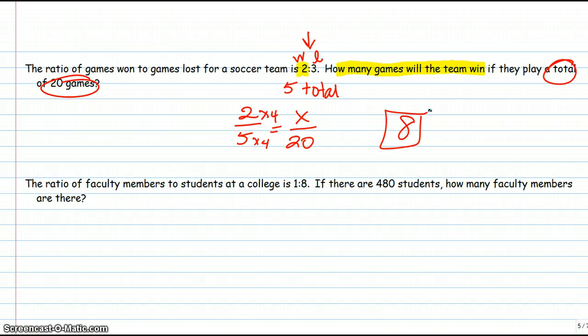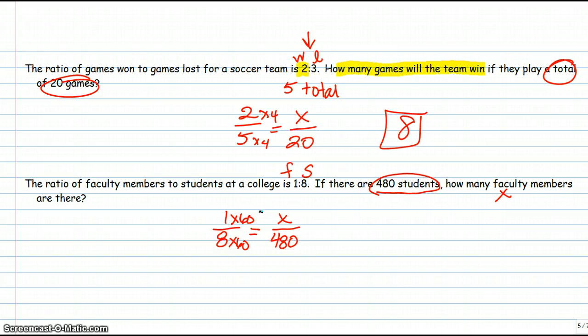All right, the ratio of faculty members to students at a college is 1 to 8. So faculty to students. If there are a total of 480 students, how many faculty members are there? So since we're wanting to know how many faculty members, that's going to be our x. So we have 1 faculty member for every 8 students. That should equal x faculty members for 480 students. Well, 8 times 60 is 480. So it's 1 times 60. There should be 60 faculty members.